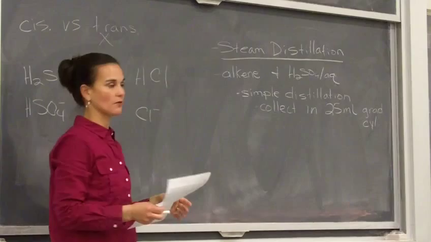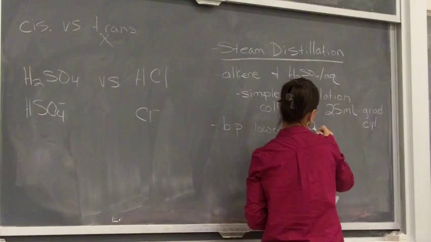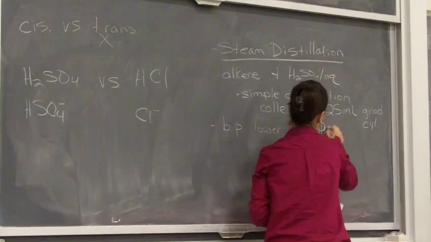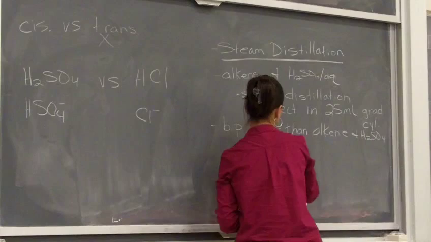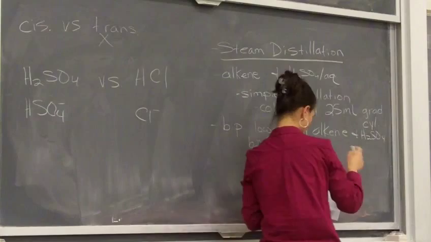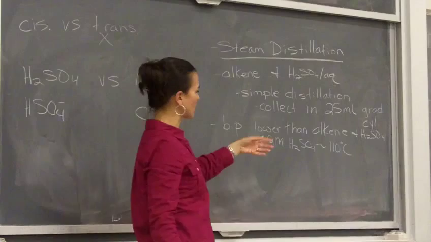into 2 layers. The boiling point is going to be lower than your 2 substituents, okay? So lower than, because it's coming over as a mixture. So our 9 molar sulfuric acid's boiling point is about 110 degrees or so. You're going to be boiling over lower than that. So usually it's 80s to 90s, near 100, but you don't really go over 100 degrees, okay?